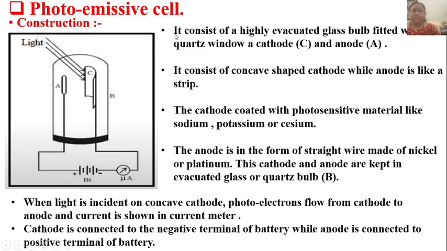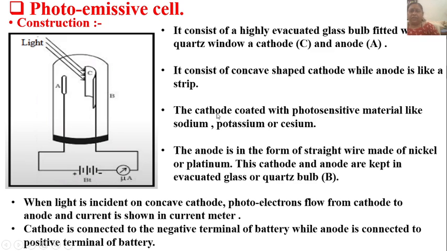Now, photoemissive cell, it consists of highly evacuated glass bulb fitted with a quartz window, a cathode and anode. Now see in figure, that is a cathode and that terminal is anode. They are kept in an evacuated glass bulb or quartz glass bulb. Now it consists of a concave shaped cathode. This cathode has the concave shape and that anode is like a strip.